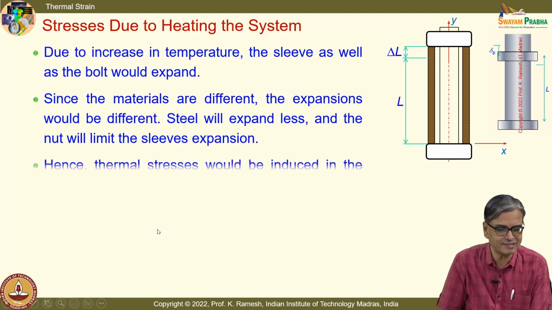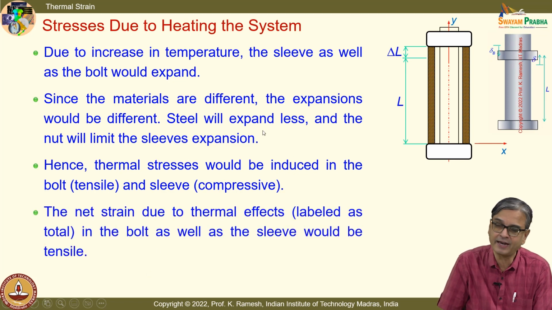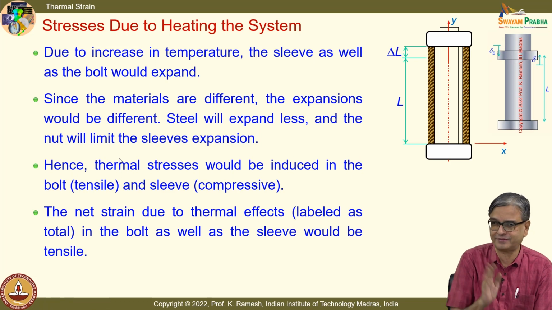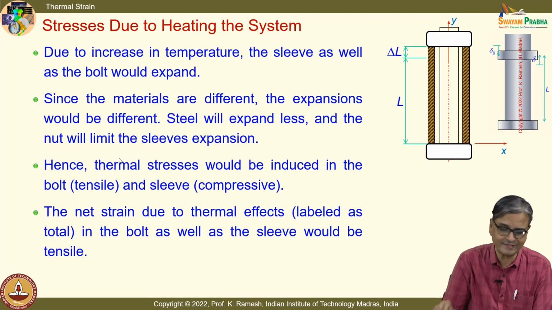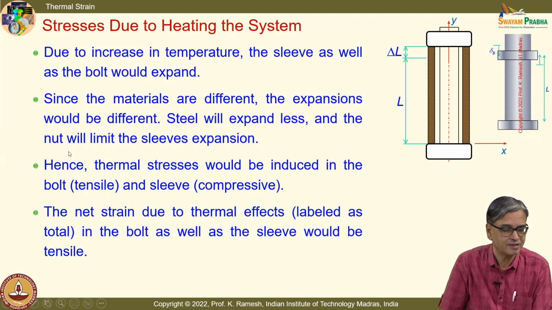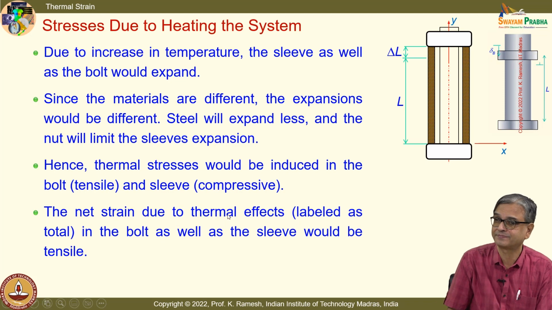So, what I have discussed is summarized here. Since the materials are different, the expansions would be different. Steel will expand less and the nut will limit the sleeve's expansion. And we have also said, there are two ways of looking at it. It is said in the problem itself, nut is rigid. On the other hand, even if you consider it as deformable, because the thickness is very small, any change in the length, you can ignore as a second order effect. So, in essence, you are treating the nut as rigid. And because of differential thermal expansions, thermal stresses would be induced: in the bolt it is tensile, and in the sleeve it is compressive.